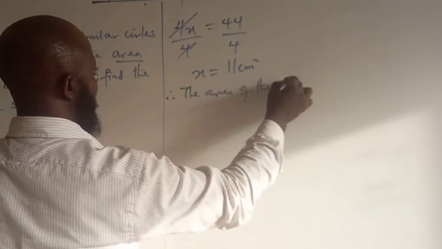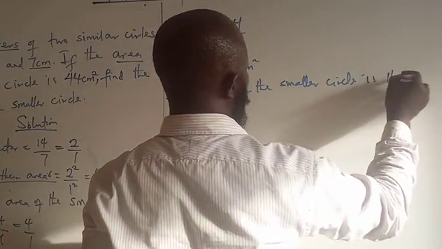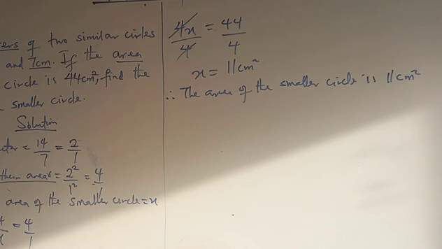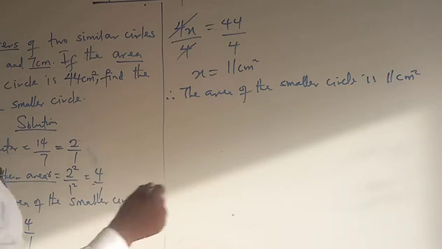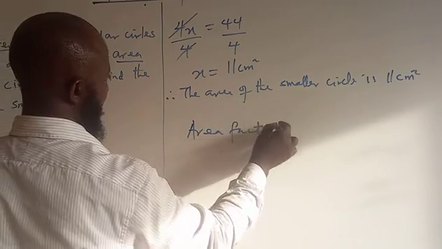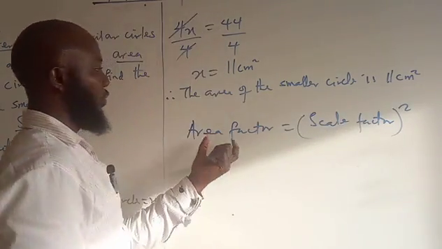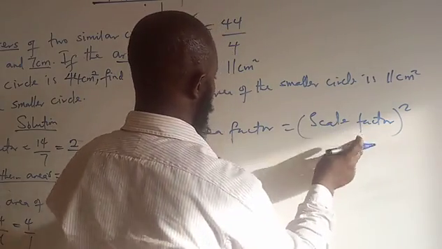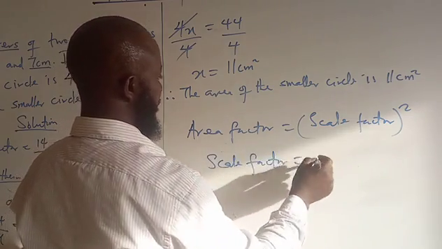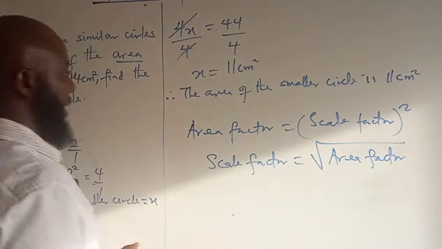So which means, therefore, the area of the smaller circle is 11 centimeters squared. So that is that on this. Another thing I need to point out here is that the ratio of the area, that is the area factor, equals the scale factor squared. So if you are given the area factor and you want to get the scale factor, you take the square root. So the scale factor is the square root of the area factor. I hope this is clear. So that is that on this.